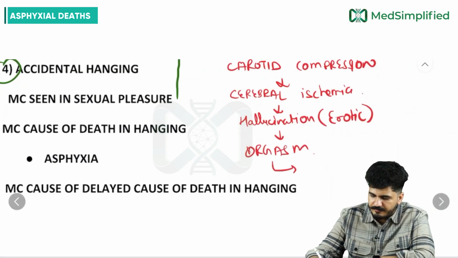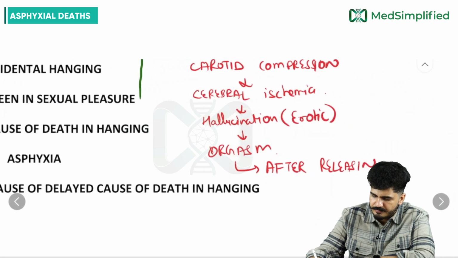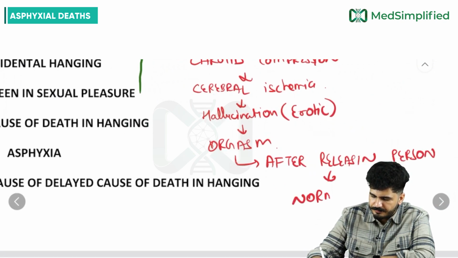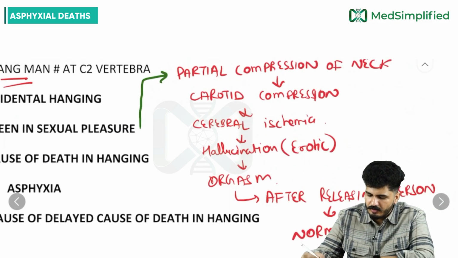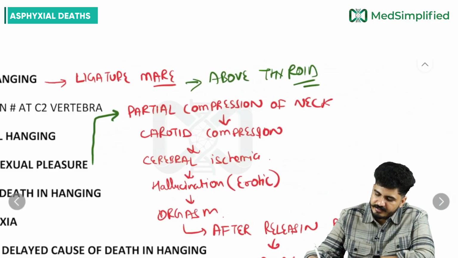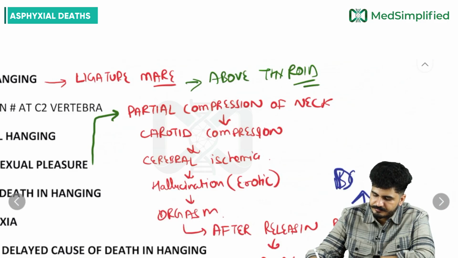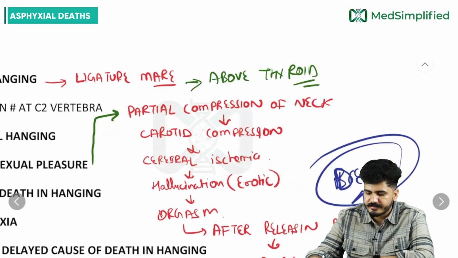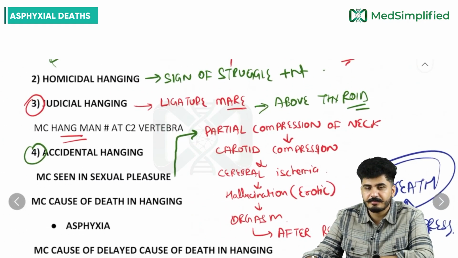And after releasing the pressure, the person becomes normal. And if, after releasing the pressure, the person is not getting back to normal, it will cause death. So this is how death can happen in sexual pleasure.